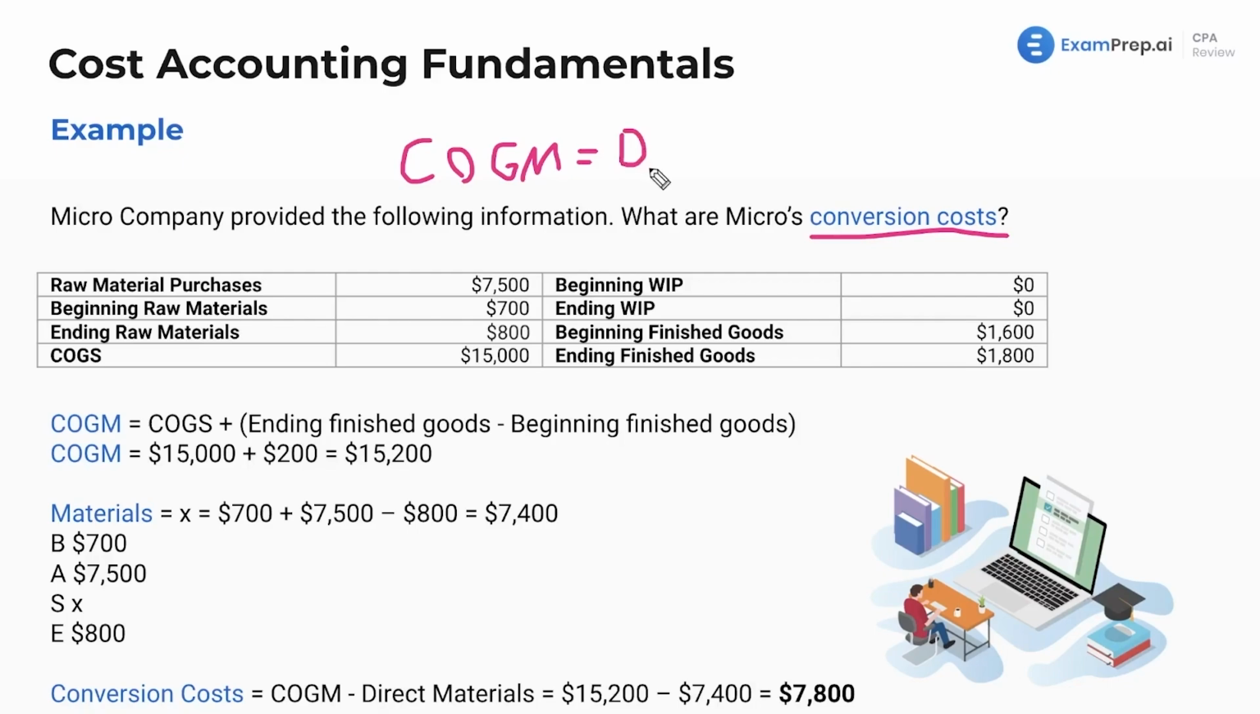And we know that if we can find COGM and we can find materials, then direct labor and overhead are together as conversion costs. So we don't even need to find just labor and then just overhead. We just need to find them together. All right, so let's find materials and let's find cost of goods manufactured.